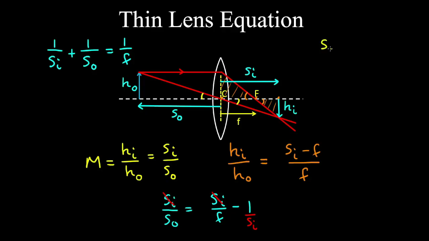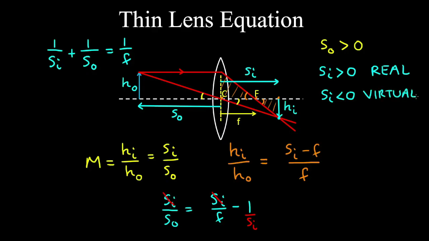Now we take the distance to the object as always positive because it's a real object, and therefore we take the distance to the image as positive if the image is on a transmitted side, where the light rays get refracted to a common point. So SI is greater than 0 for a real image, and therefore SI is less than 0 for a virtual image, which would appear on the incident side.